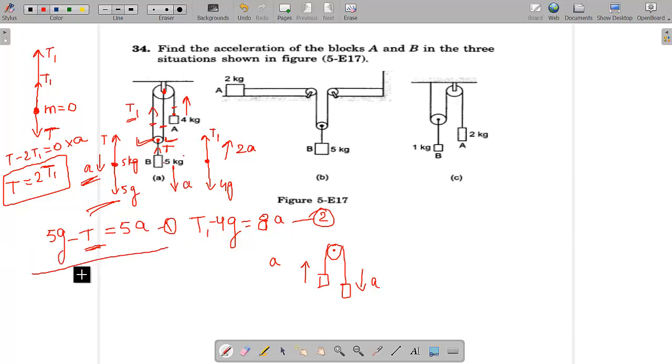But we don't want to confuse you. So in this kind of case where two strings are there, if you see here, here also it will be the same. T will be equal to 2T1 in this question also. So that way we can consider this will always be there, if the mass was not given for the pulley. I was considering the pulley.